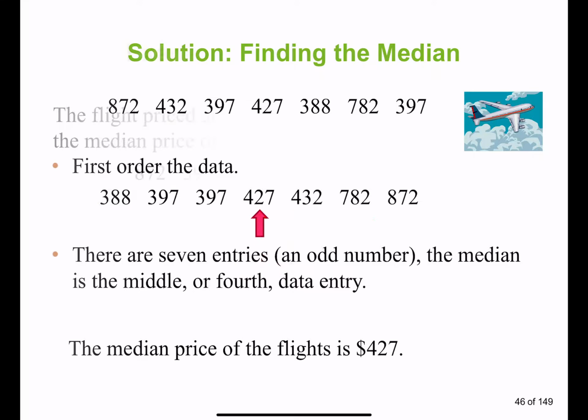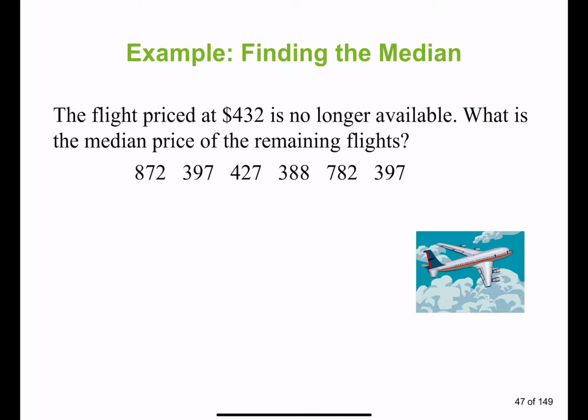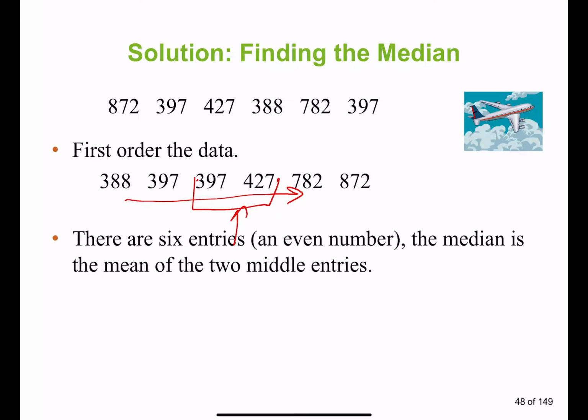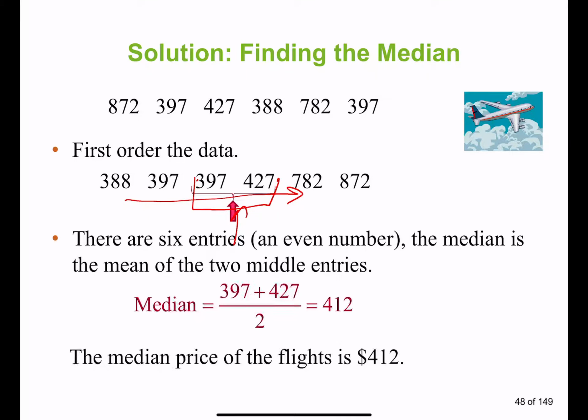Now when we have an even amount of elements, how are we going to deal with it? First of all, again, we arrange in ascending order, right? And then we take the two numbers in the middle and find the average of these two numbers. The median is 397 plus 427 divided by 2, the average of the middle two numbers. So it's going to be $412.